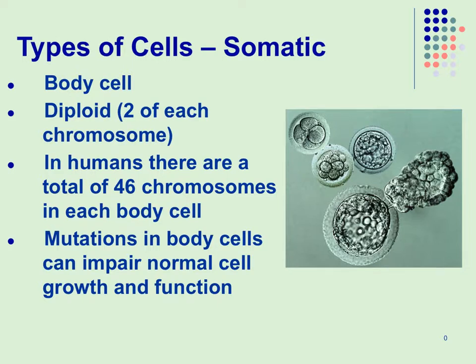So if you have a mutation that happens in your somatic cells, you can't pass that down to your offspring because it happened in your body cells. However, if a mutation happens in your sex cells, you can pass that on to your offspring.